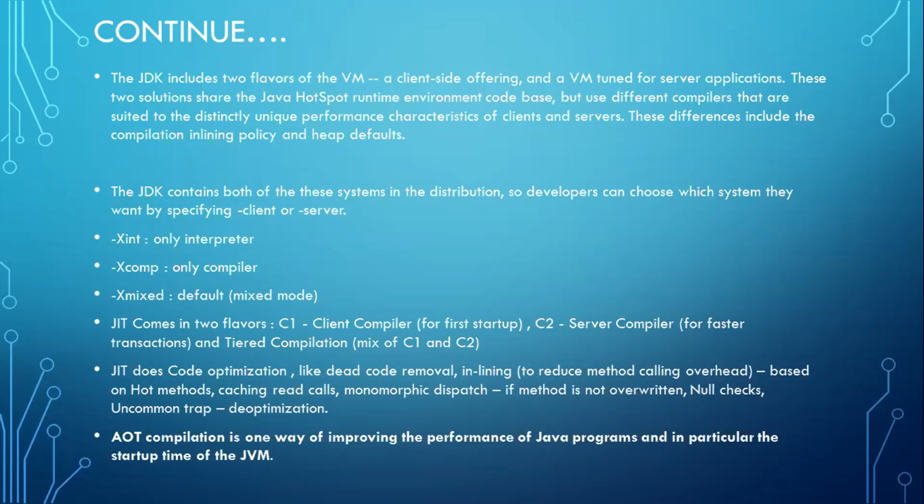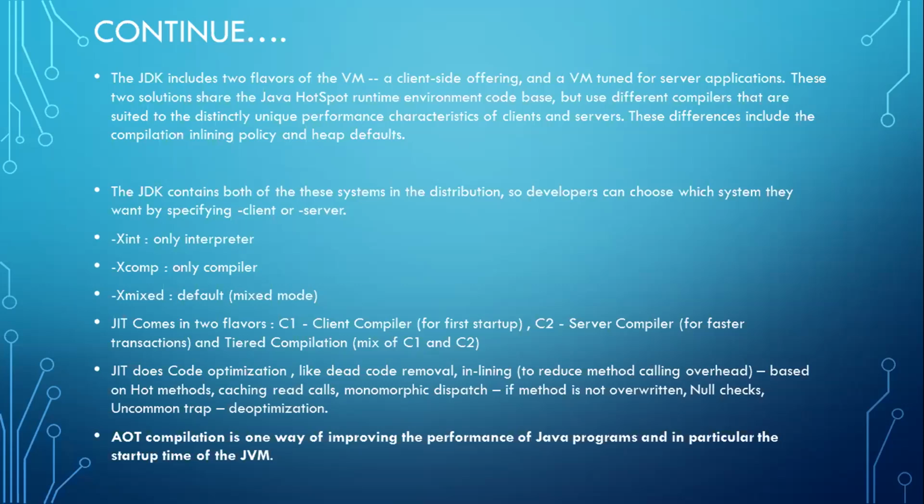I would like to mention that JIT comes in two flavors specifically. The C1 compiler, which is also known as the client compiler. Another compiler, we have the C2 compiler, which is the server compiler. Both compilers have their own pros and cons.